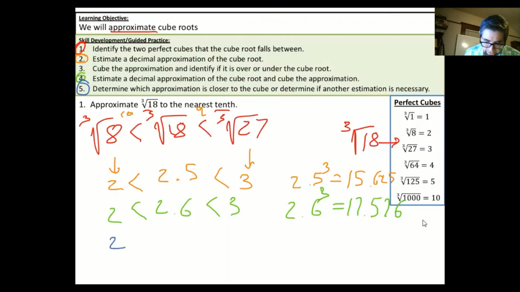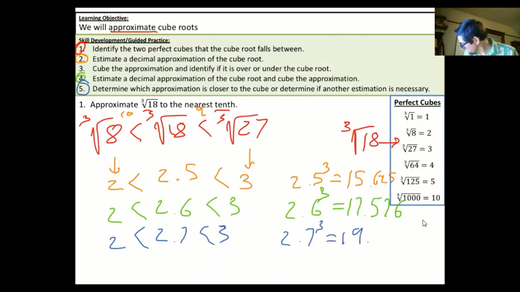So my last guess here is going to be 2.7, because that is again less than 3 and greater than 2. So let's do the cube of 2.7, and that one gives me 19.683. Now my final job to do here is determine which one of these two is closer, the 2.6, which gives me 17.576, or the 2.7, which is 19.683. Now, you're not looking for one that's over or under. That's not what we're looking for. We're looking for whatever one is closer to 18.